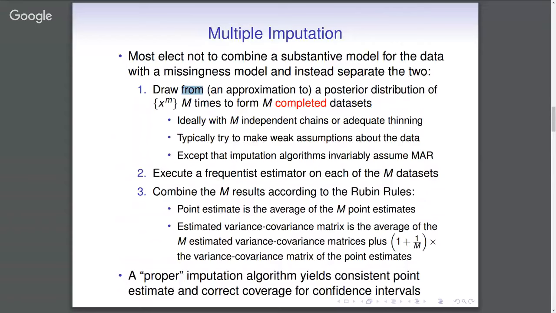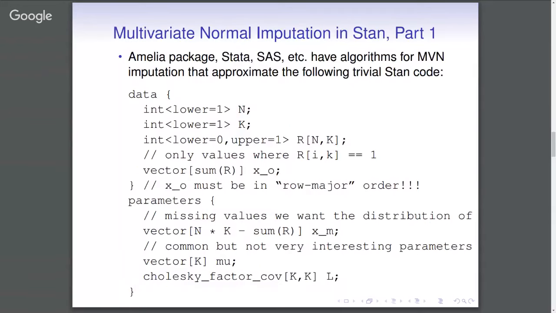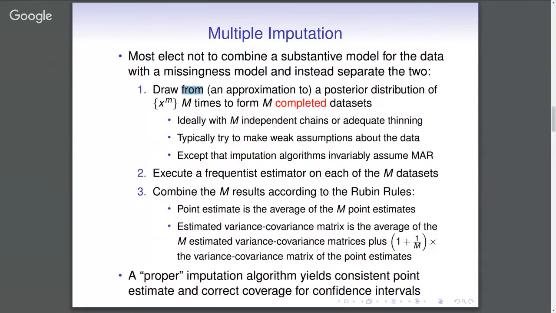But this procedure, it's essentially Bayesian. It is a proper imputation algorithm if it yields consistent point estimates as the number of observations goes to infinity, and 95% confidence intervals catch the true parameter 95% of the time when you do this. So you can derive something like that, and multiple imputation algorithms are built into a lot of software, including R and Stata. So does anybody have any questions about the basic idea of multiple imputation?